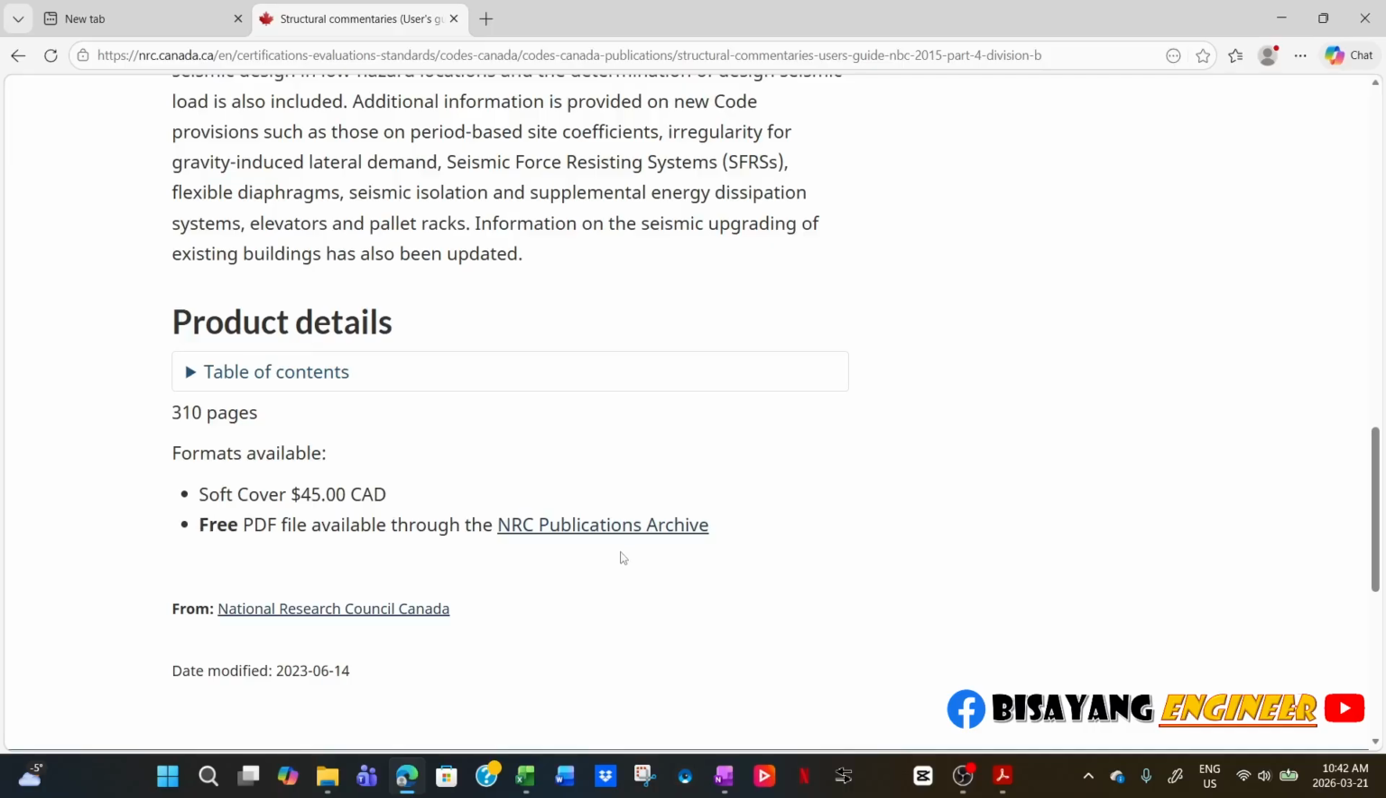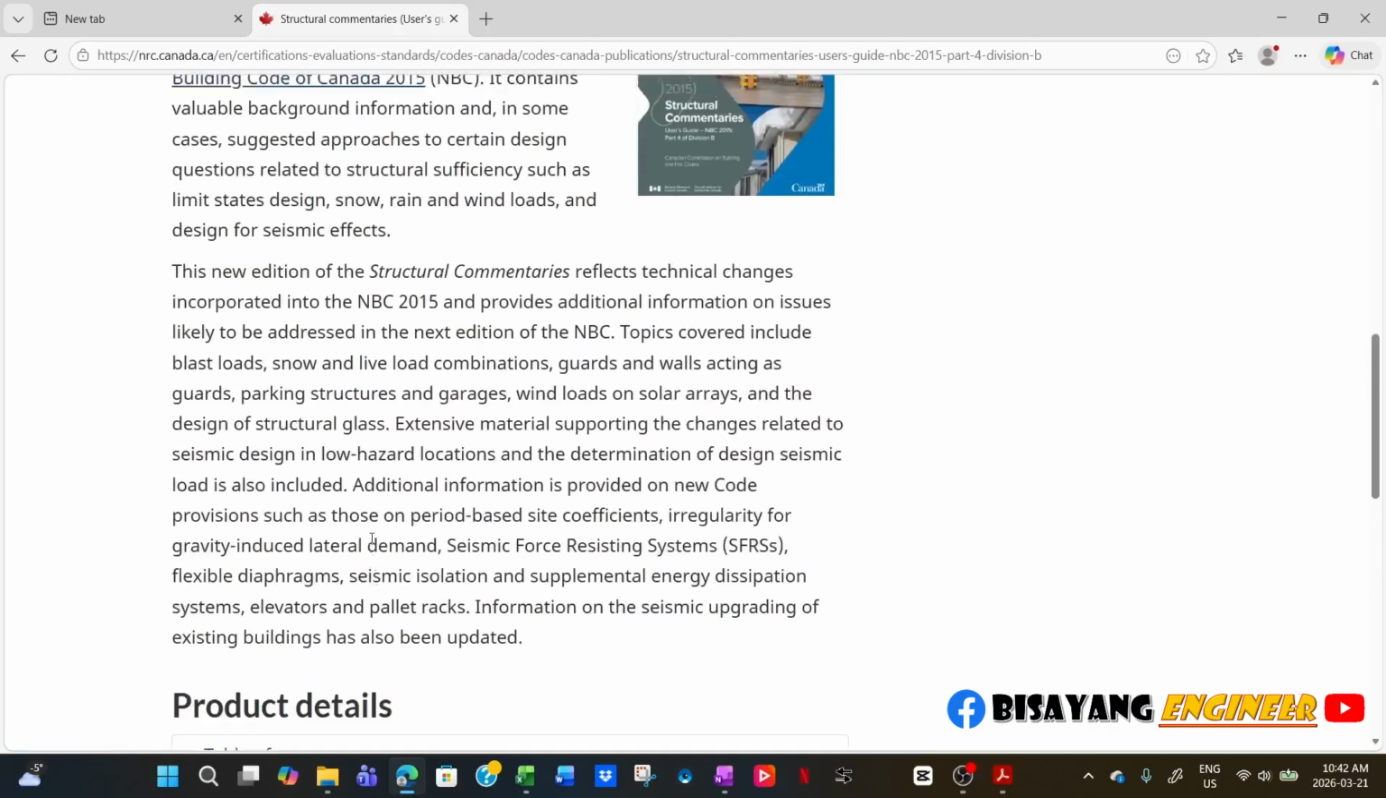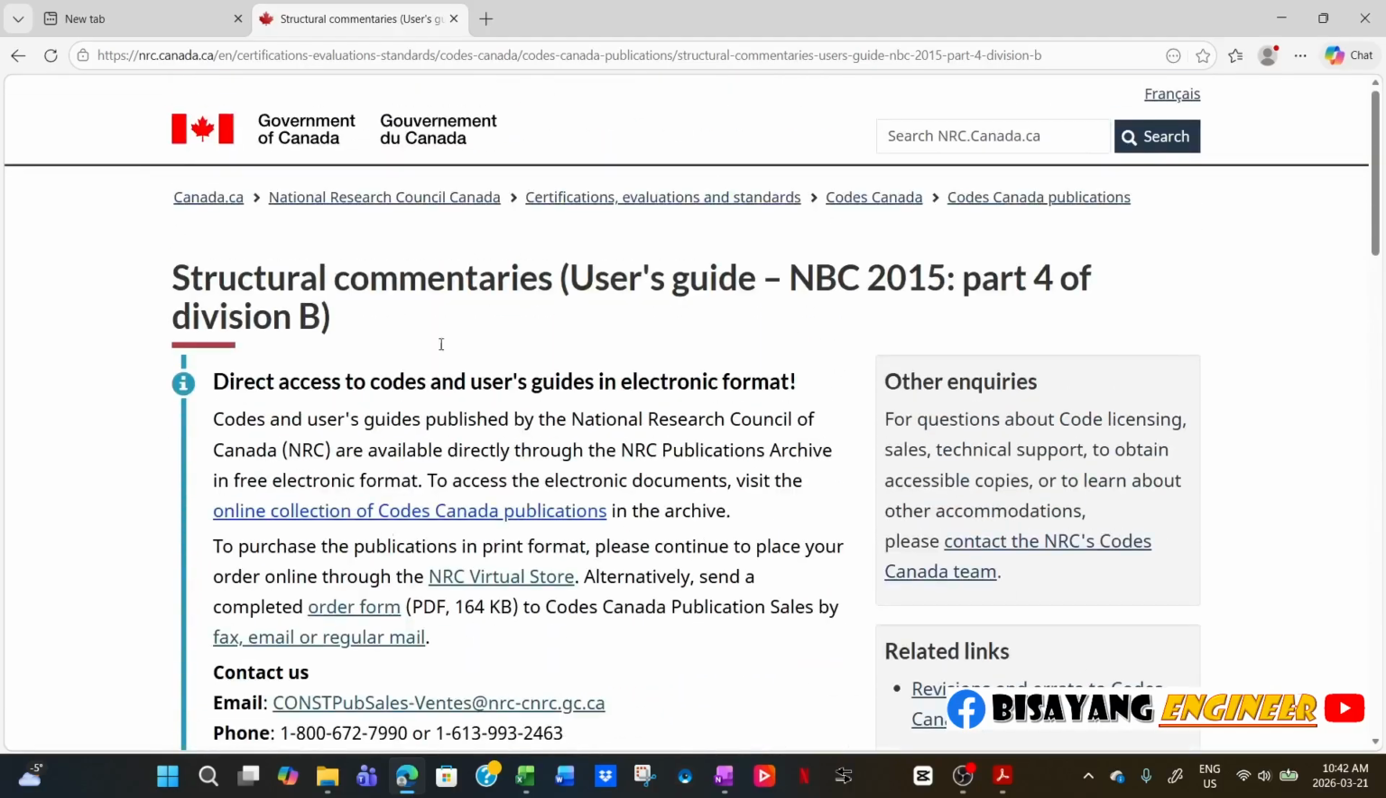We have a new code actually, 2020, or I mean 2025 is not yet in effect. 2020 is the latest one. But this particular design guide is based on NBC 2015, so you download this structural commentary 2015 as well as the NBCC 2015.